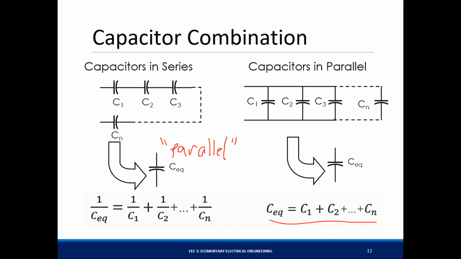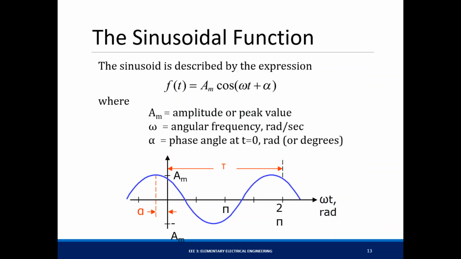Okay, so now these are new elements that you have to add in your circuit analysis. So next, let's look at the sinusoidal function as described by this. A sinusoid function in time has an amplitude, frequency, and a phase. The phase is the phase at t equal to 0, right here. So it's basically the phase shift of your sinusoid.